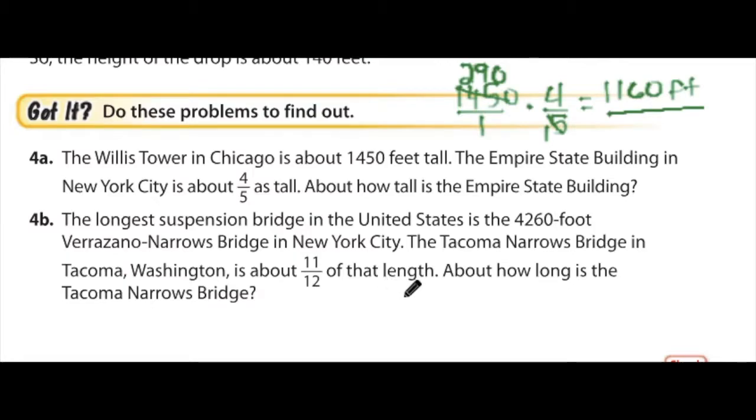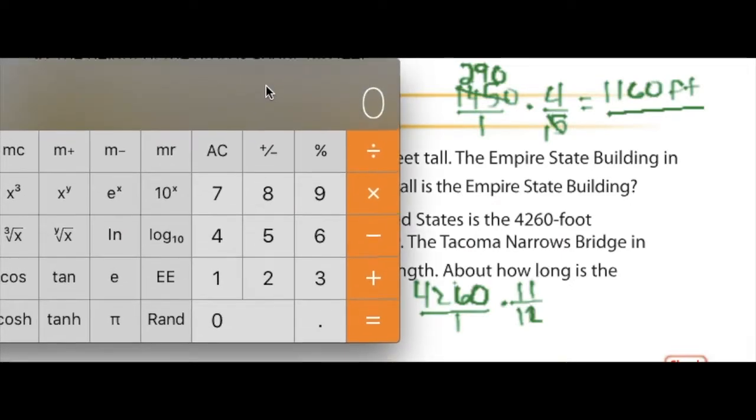For 4B, the longest suspension bridge in the U.S. is the 4,260-foot Verrazano Narrows Bridge in New York City, and then the Tacoma Narrows Bridge in Tacoma, Washington is 11/12 as much. Again, if you don't want to cross cancel, you might want to consider using a calculator to multiply these larger numbers.